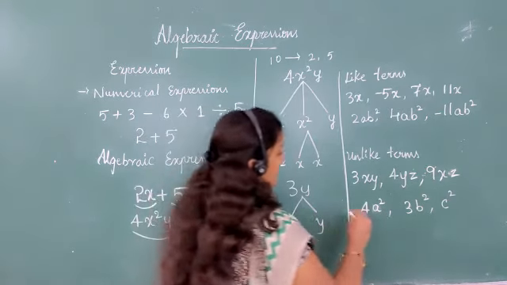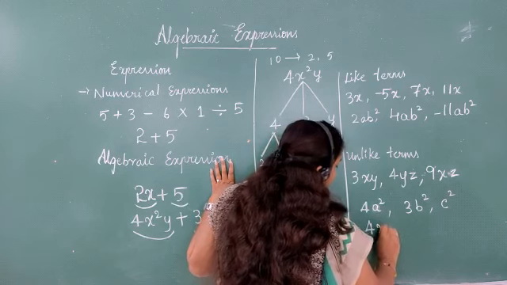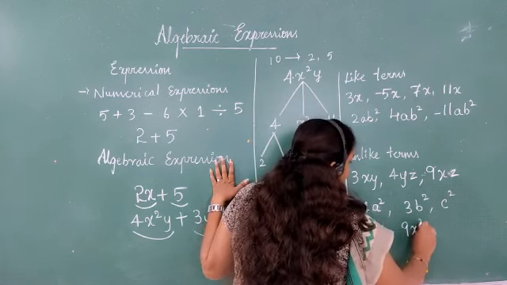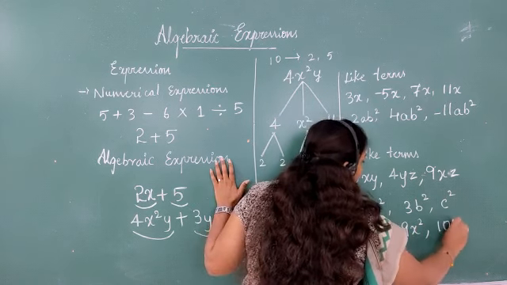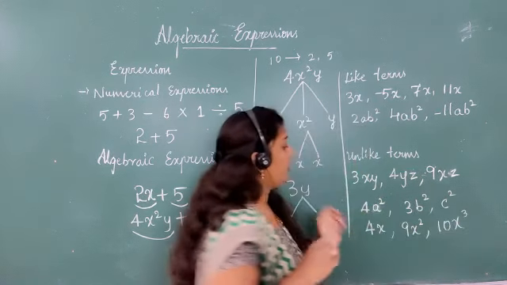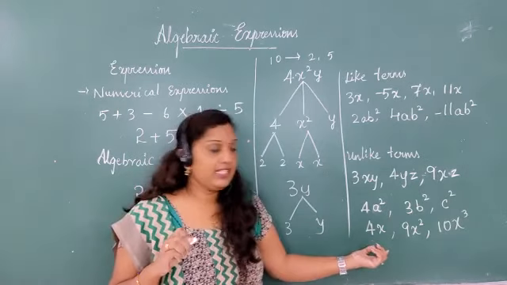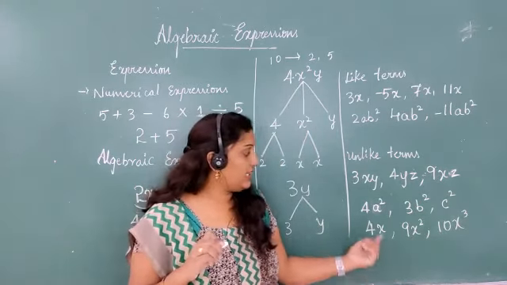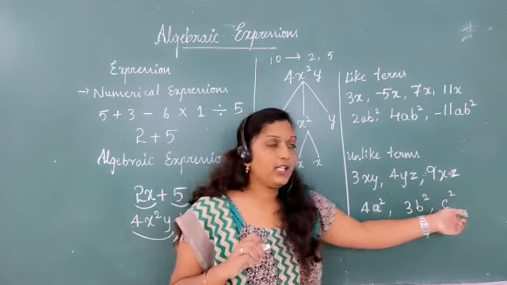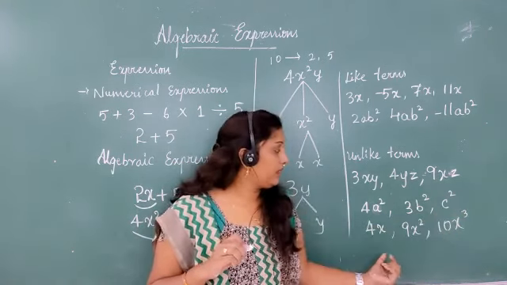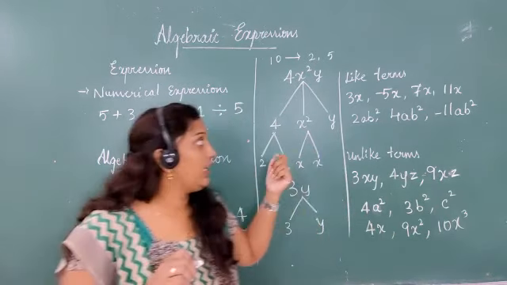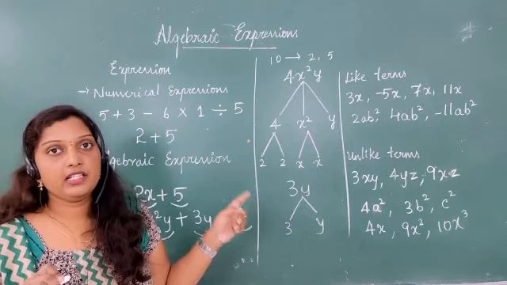One more example you can take: 4x, 9x square, 10x cube. Here you can observe the variable is the same in all three cases, that is x, but the power is 1 here, 2 here and 3 here. So these are called unlike terms. So this is about like terms and unlike terms.